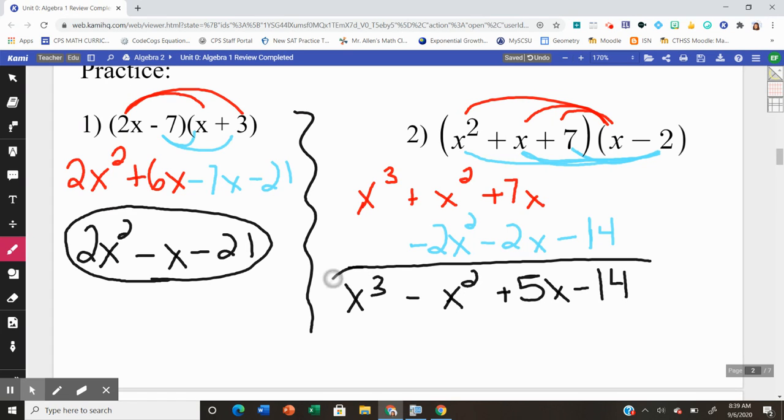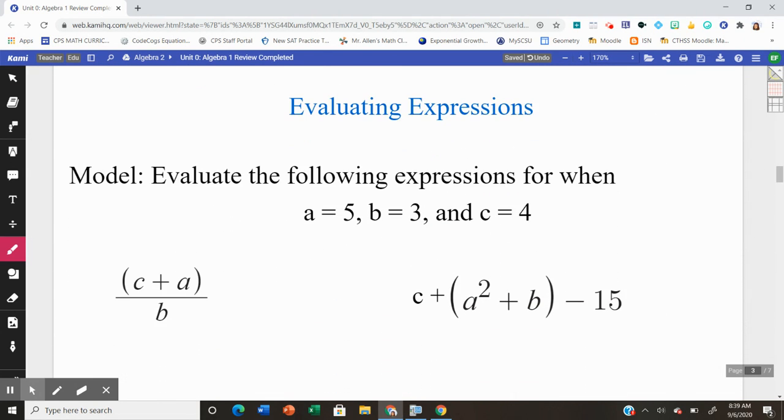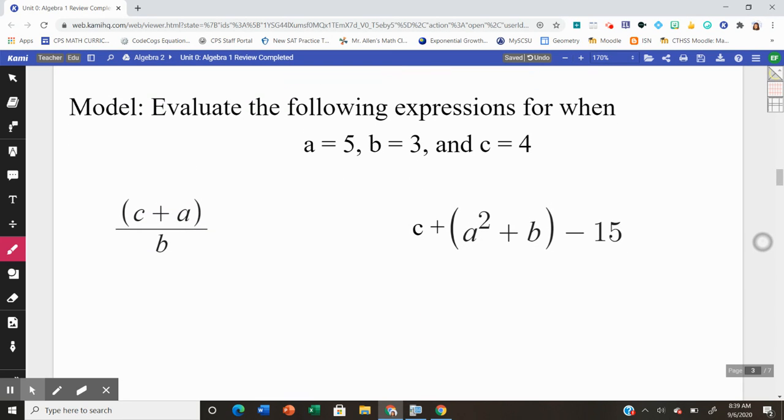All right, final answers, my friends. We are done. Very last piece of expressions is going to be evaluating. So for these types of expressions, I tell you what different variables equal. You just have to substitute in those values for each of your steps, and then again, following your order of operations to simplify. So if I'm saying for this first example here that C is equal to 4 and A is equal to 5, then it looks like B is equal to 3.